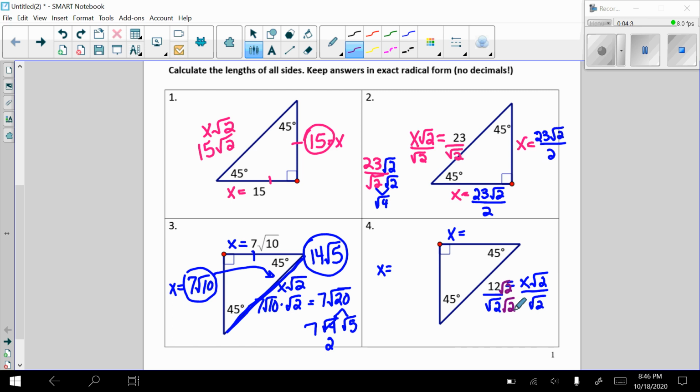What we get is 12 root 2 over 2. And we're not quite done yet because the 12 and the 2 here, not the value under the radical, but the 12 and the 2, can be reduced. So we must do that if we can, and we get 6 root 2 for each of these sides. And that's how long they are, exactly. So that's your 45, 45, 90, also known as the isosceles right triangle.